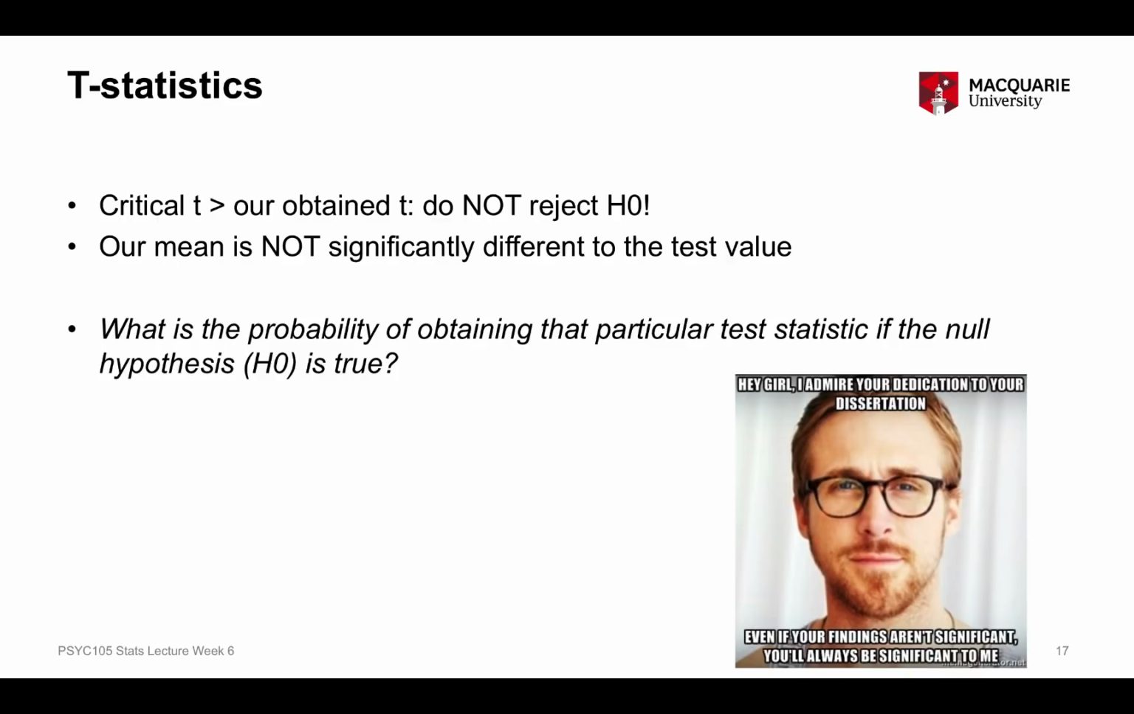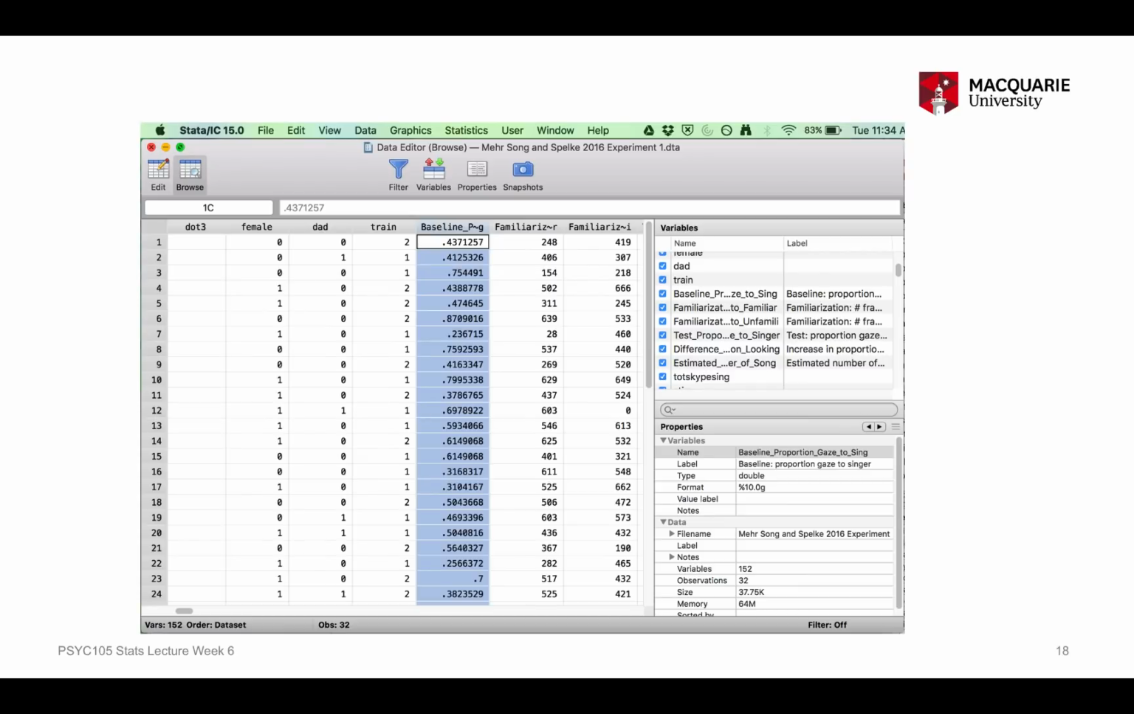So I'm going to go through that process again, but in this case I'm going to use Stata to do the calculations for us. And as I said before, this is what you'd commonly do most of the time. So this is our data set, as I showed you a few slides ago, and this is the particular variable that we're looking at here. This is the baseline proportion of gaze.